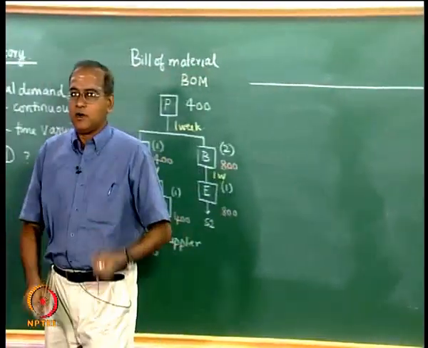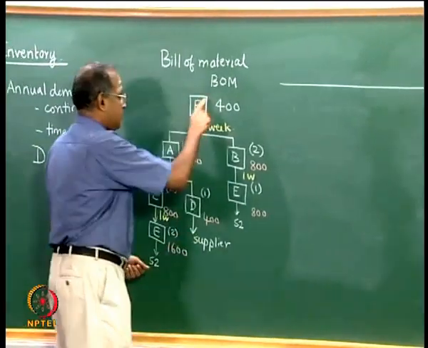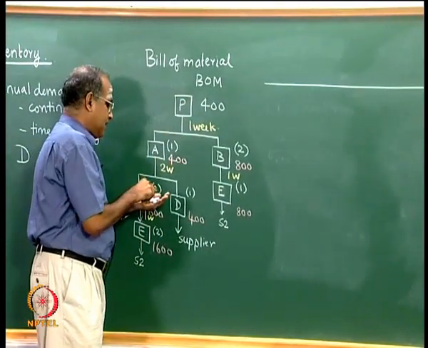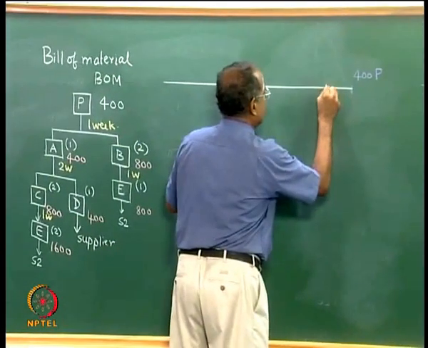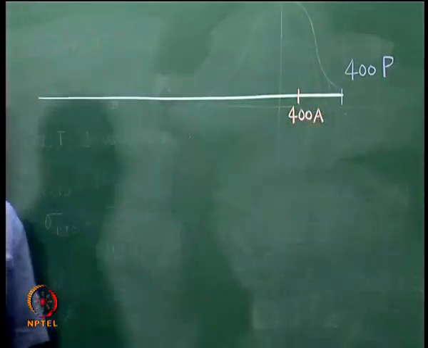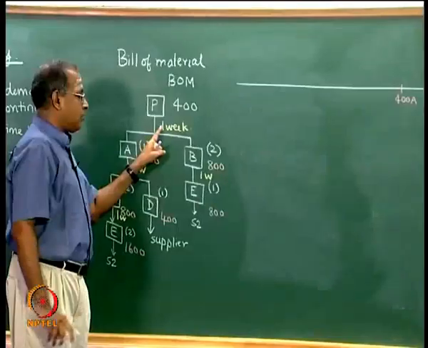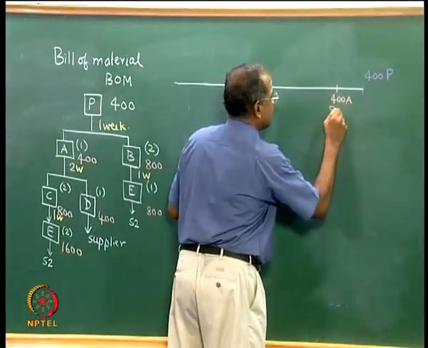I want to make 400 of P. So if I want to make 400 of P, then I need 400 of A here, because it is going to take 1 week. Here I need 800 of B.